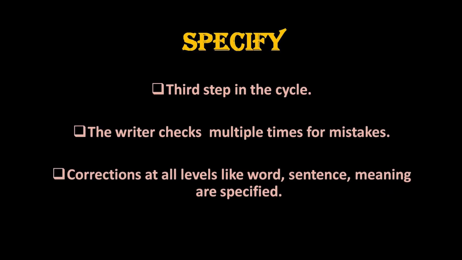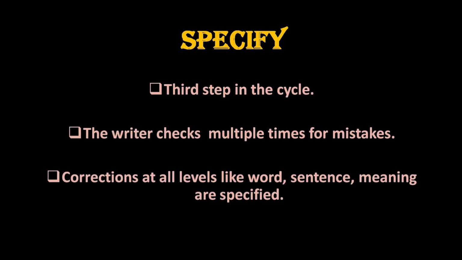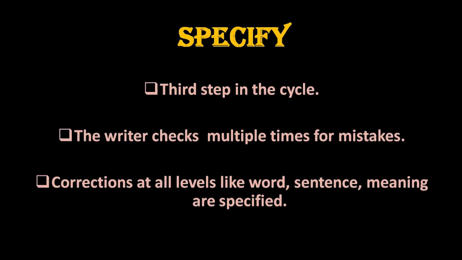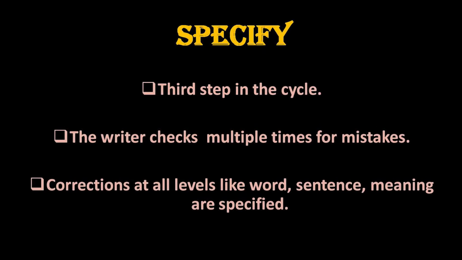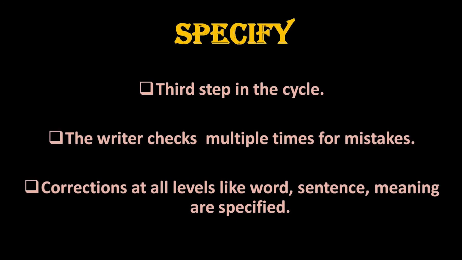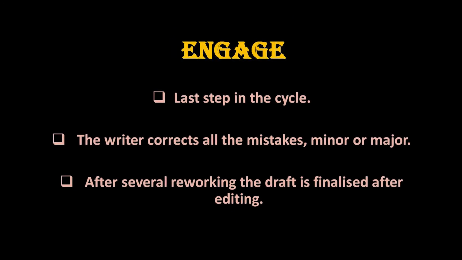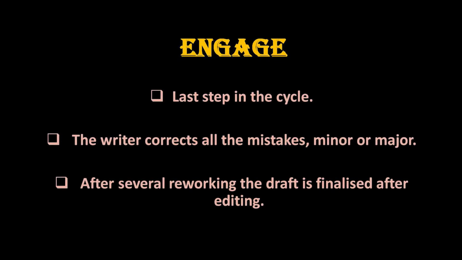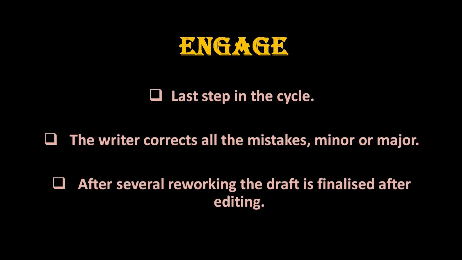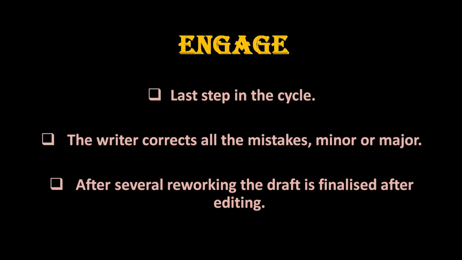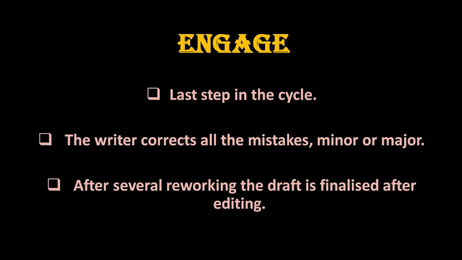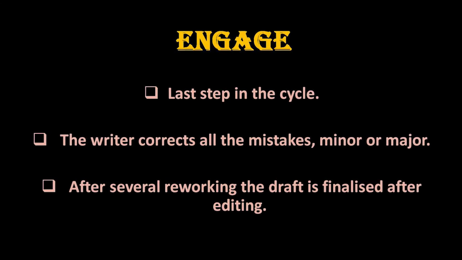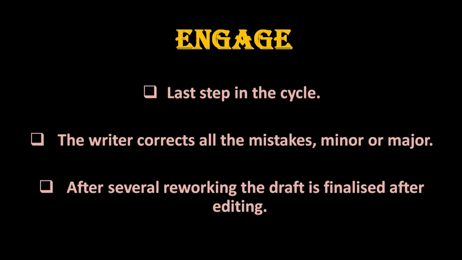The third step of the rereading cycle is called specify. After much deliberation, the writer specifies and points out the faults and mistakes and starts reworking on them. The last step of this cycle is called engage. This stage is related to editing. After the faults are specified and detected, the writer now corrects them, rearranges them, and rewrites the drafts. This cycle continues till the writer is satisfied with the editing process.